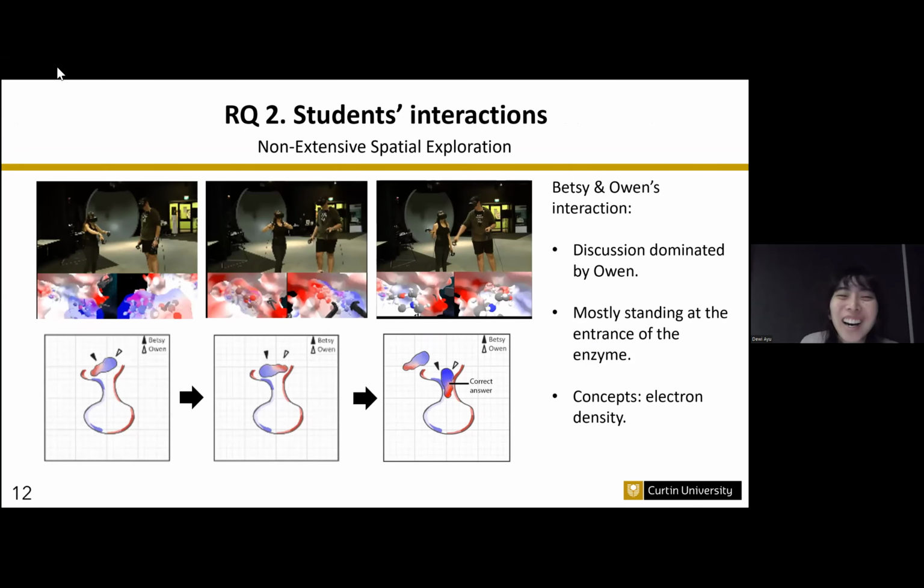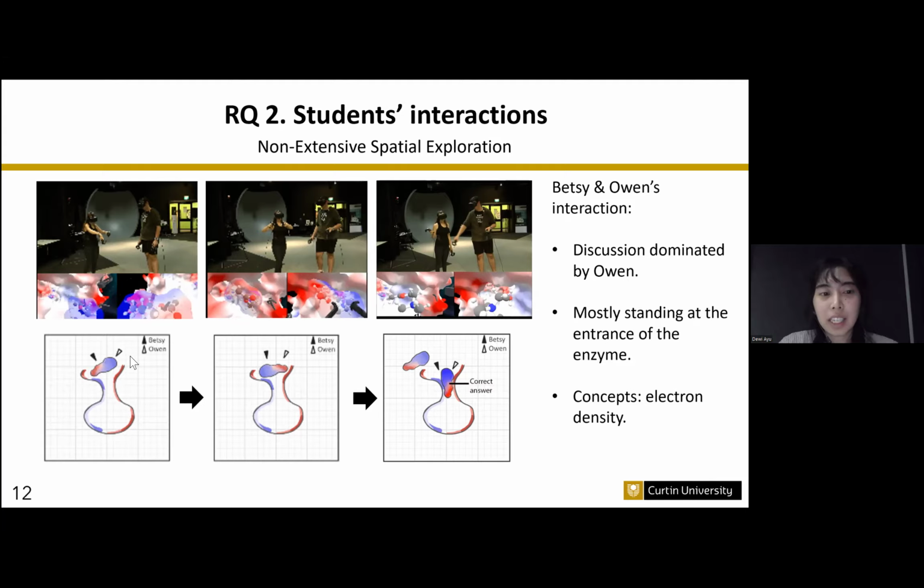Sorry. Okay, thanks, Henry. So we heard about what the students learned before and after IVR. So now it's what they actually do. We found that there are two distinct patterns of student interaction inside IVR. The first one is Betsy and Owen's interactions. This pair of students exhibited a discussion. They discussed with each other, but the discussion was dominated by Owen, the male.